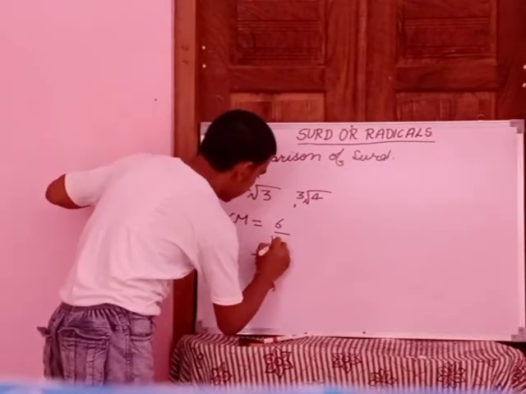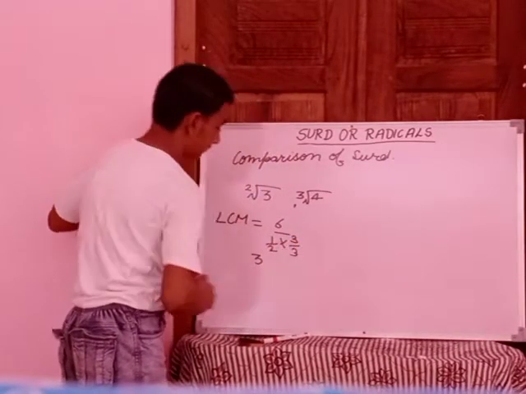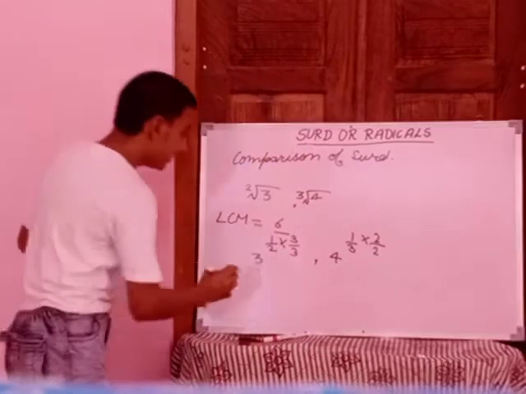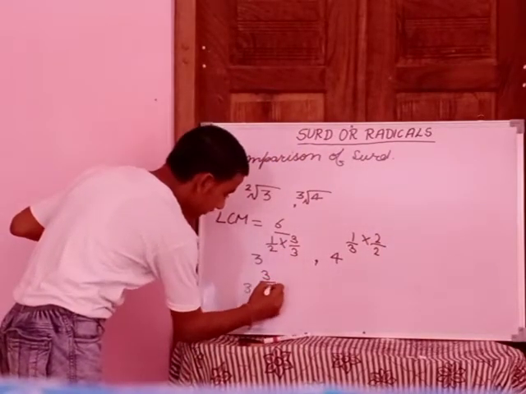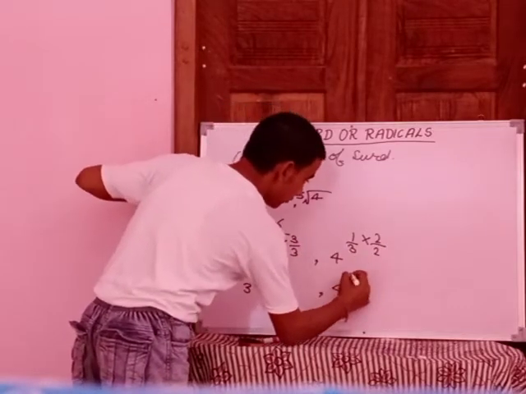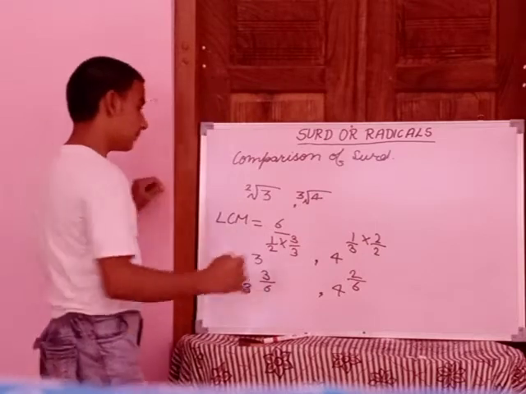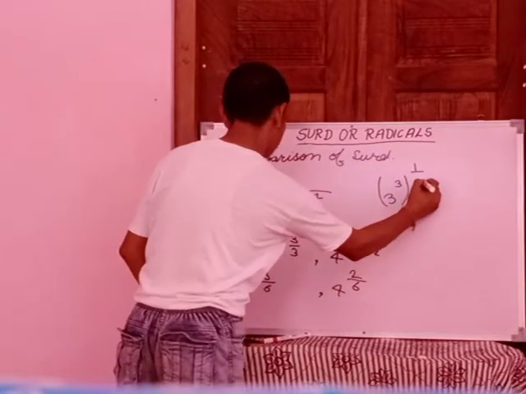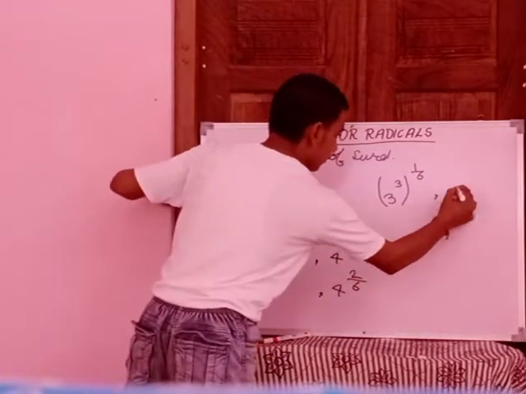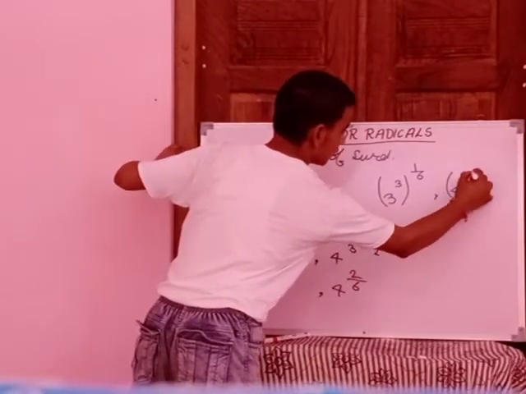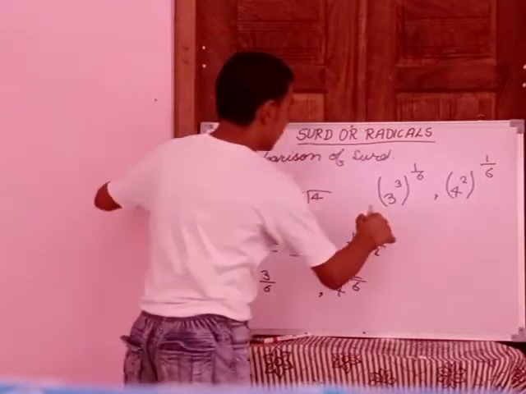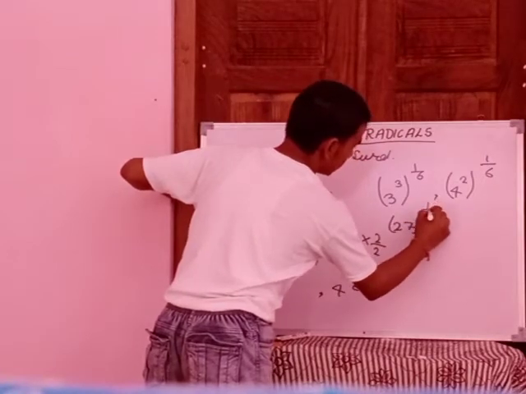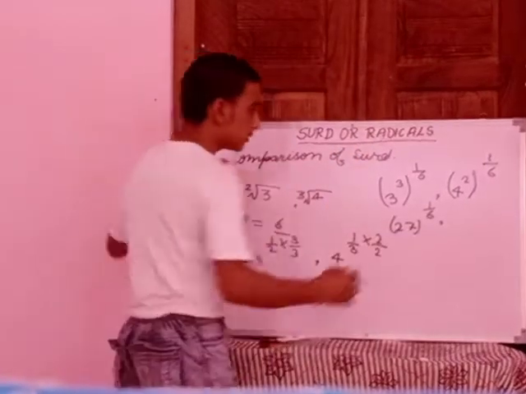3 raised to the power 1 by 2 can be written as 3 raised to the power 3 by 6, multiplying by 3 upon 3. And 4 raised to the power 1 by 3 can be written as 4 raised to the power 2 by 6, multiplying by 2 by 2. Now these can be written as 3 cubed raised to the power 1 by 6, and 4 squared raised to the power 1 by 6. 3 cubed is equal to 27, so we get 27 raised to the power 1 by 6, and 4 squared means 16.